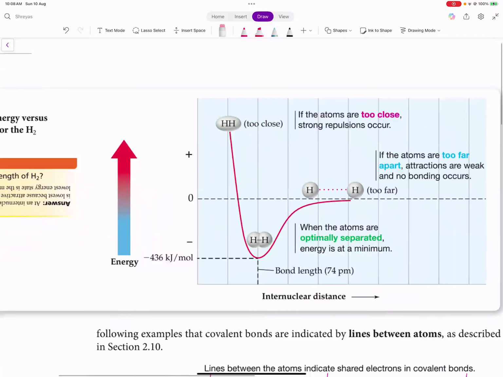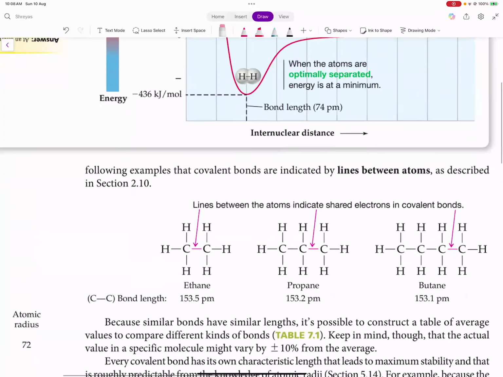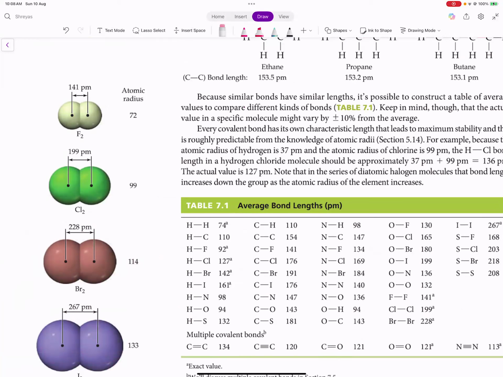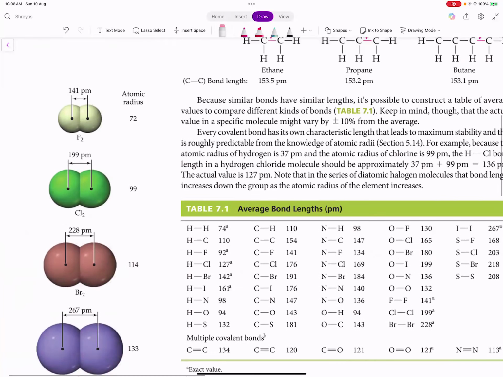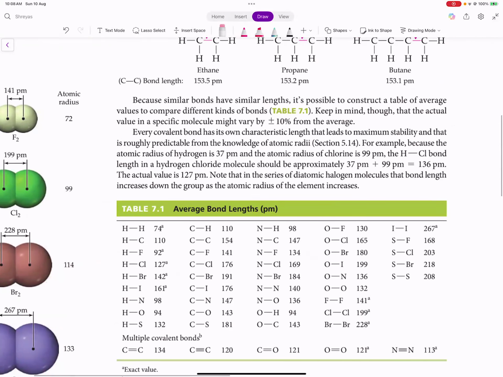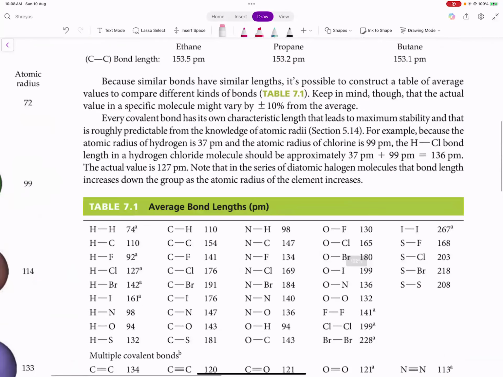Lines between them are shown. These are the covalent bonds. The C-C bond length is around 153 picometer. And this is the atomic radius. This is how we are defining atomic radius: roughly half of the molecular radius. So these are the average bond lengths.